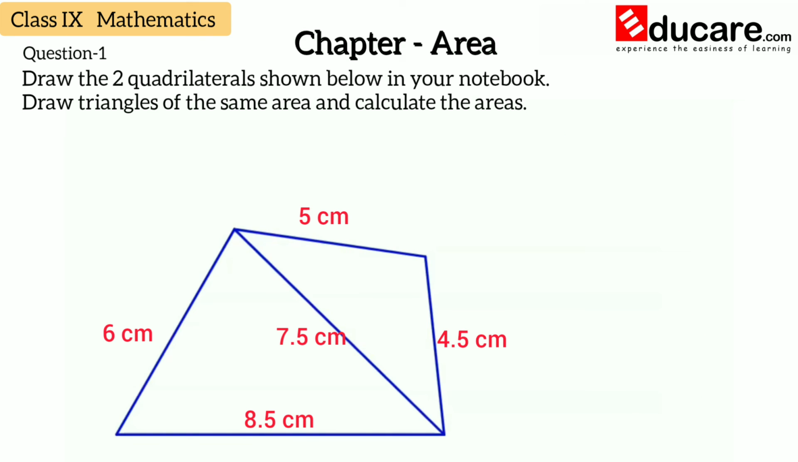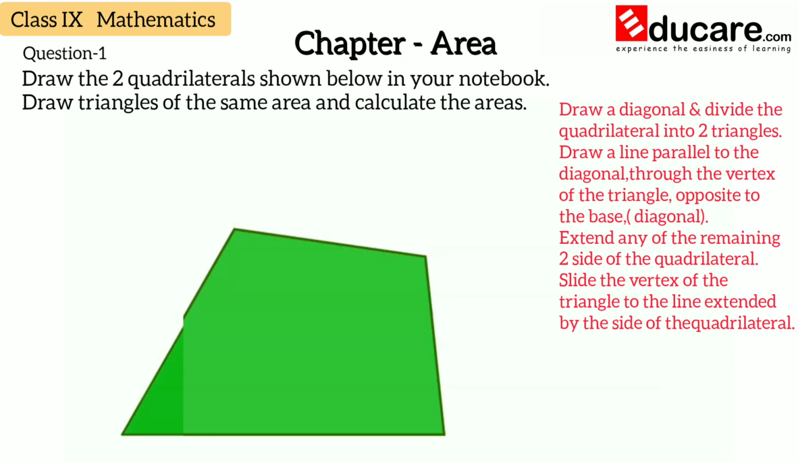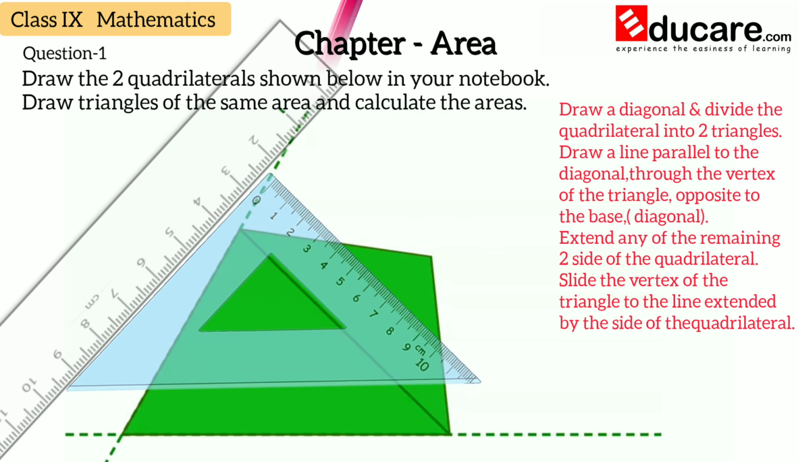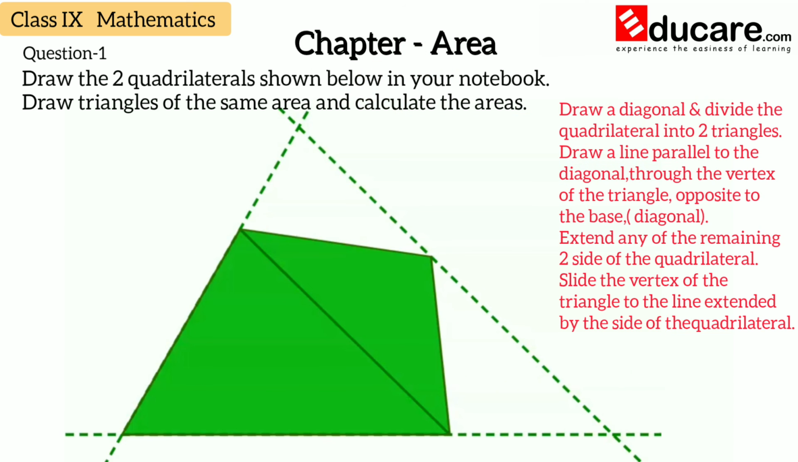Here is the second quadrilateral. Do the same procedures that we have done for the first quadrilateral. Draw a diagonal to divide the quadrilateral into triangles. Now, the diagonal can be taken as the base of the triangles. So, draw a line parallel to the diagonal through any of the remaining two vertices of the quadrilateral.